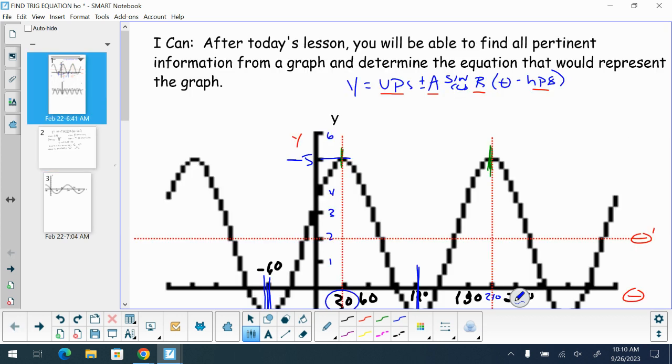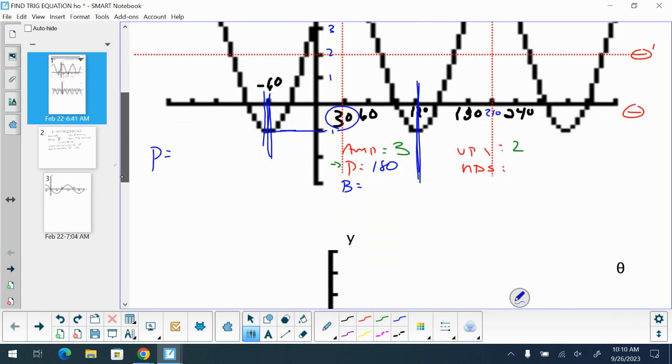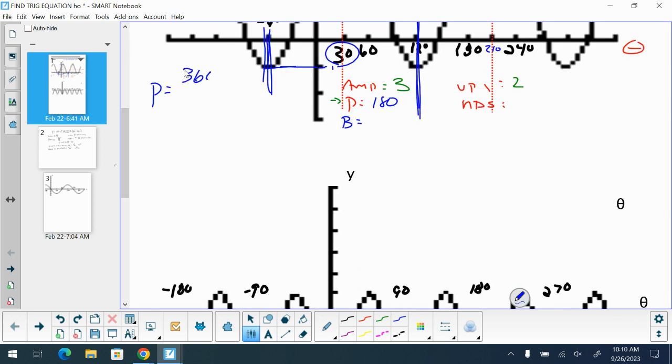How do we calculate it? Take our 360 and divide it by our B value. Well, the period is 180 degrees. I want to find the B value. Well, if I multiply by B and divide by P, my B value is also 360 divided by the period. Well, the period's 180 degrees, so what's our B value then? Leah? 2. So we got 3 of the 4 tidbits of information.